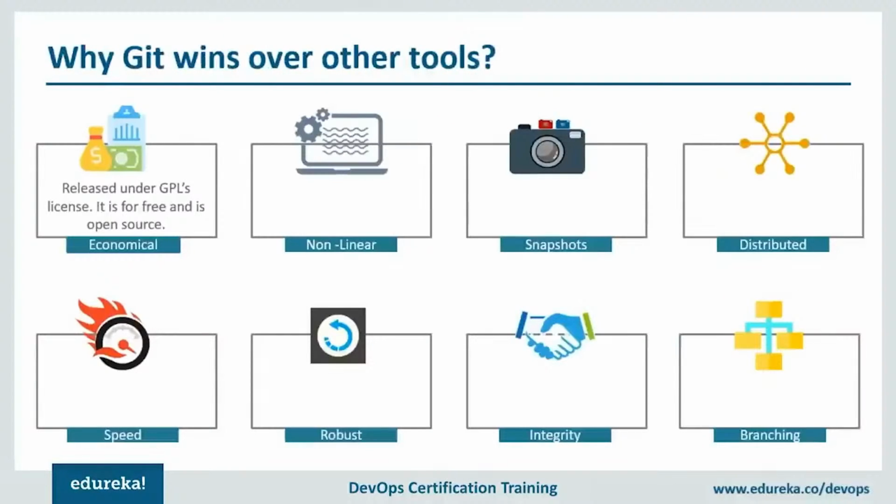Well, Git offers many features due to which it wins over the other tools. So let's start with the features of Git. The first feature on the list is that Git is economical. Git is released under the GPL license, it is free and it is open source. So that makes Git economical.